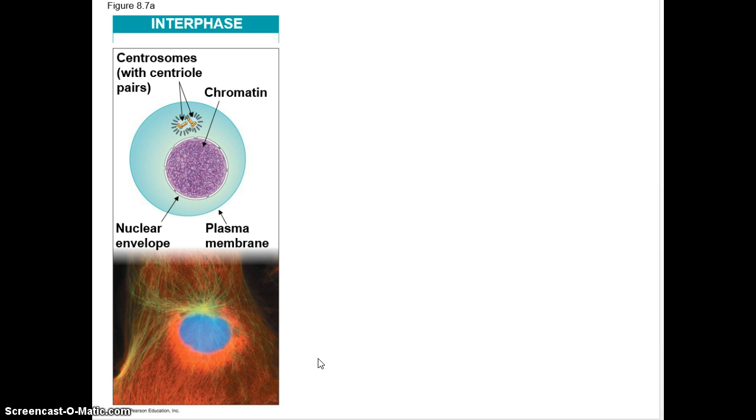So we start in interphase. This is the time in between cell divisions. The DNA is loosely organized as chromatin. You have a fully formed nuclear envelope and these two centrioles within the centrosome.